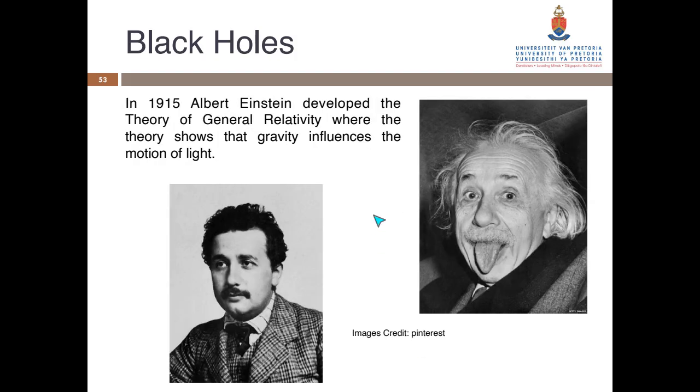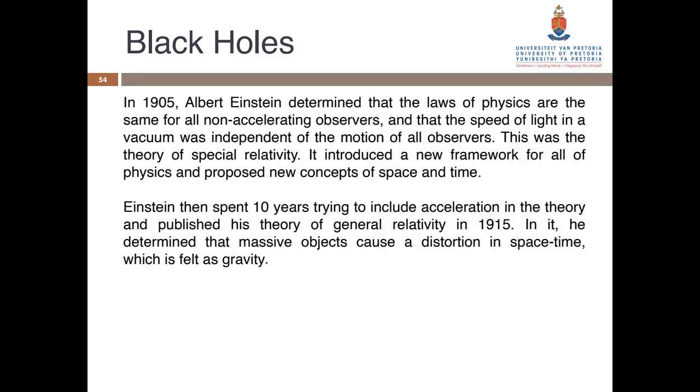But then in 1915, Albert Einstein developed the theory of general relativity, where the theory shows that gravity influenced the motion of light. So in 1905, Albert Einstein determined that the laws of physics are the same for all non-accelerating observers, and that the speed of light in a vacuum was independent of the motion of all observers. And this was the theory of special relativity.